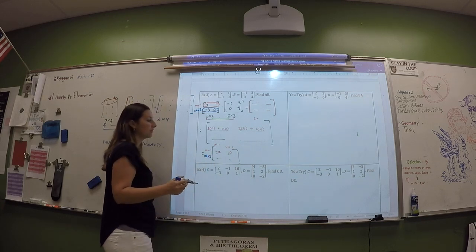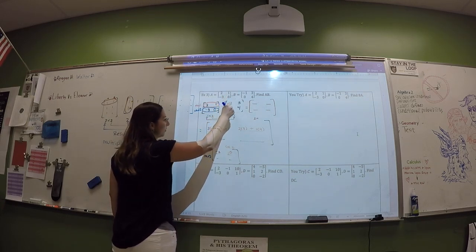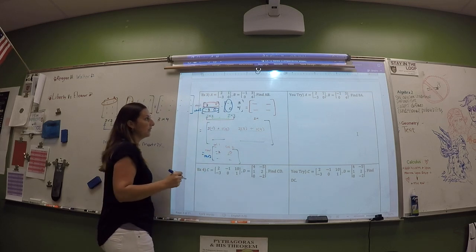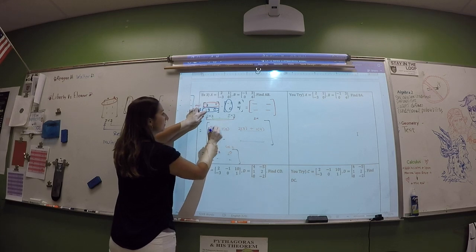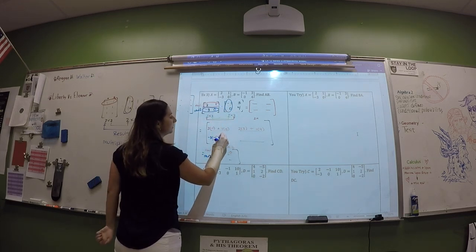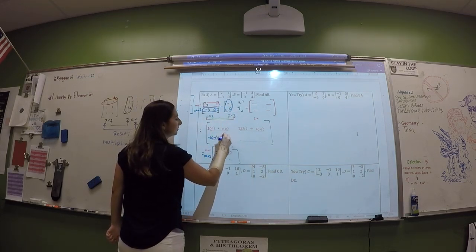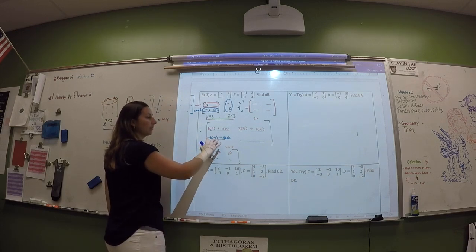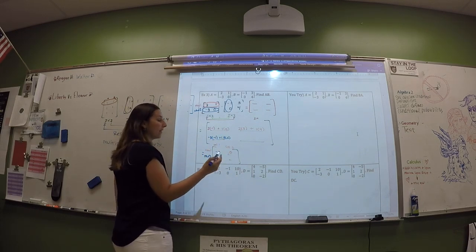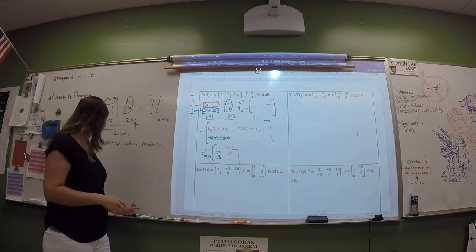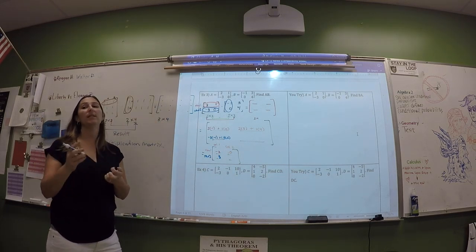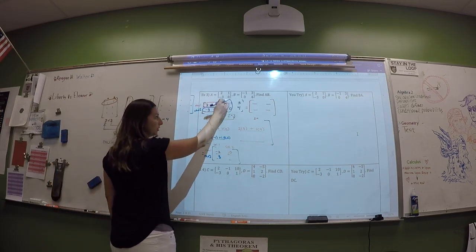Always start with rows. And then you're gonna start with column 1. You're gonna multiply negative 3 times negative 1, and then 0 times 0. So this is positive 3, 0, add them together, you get 3. Okay, so we did row 2 with the first column.